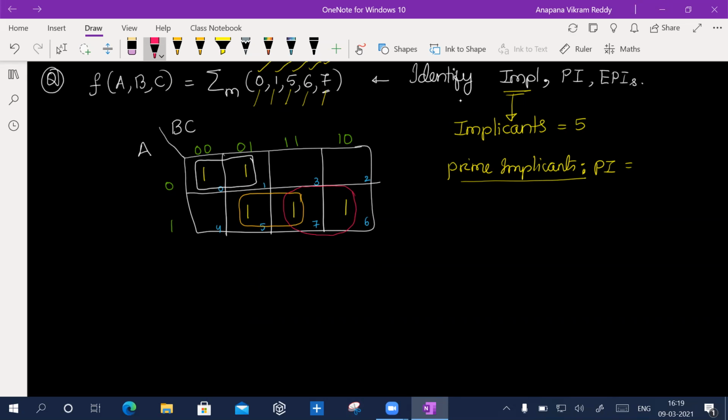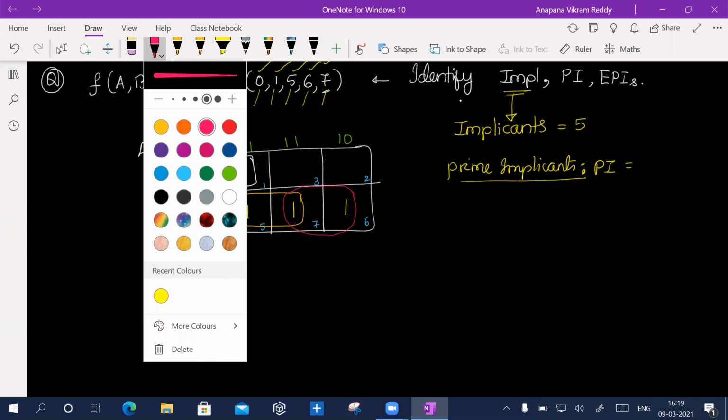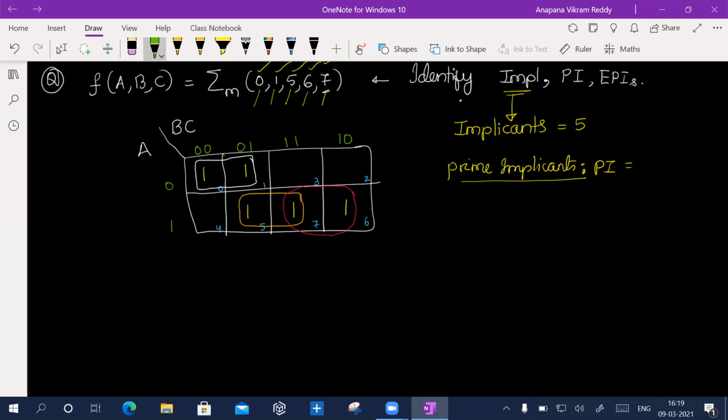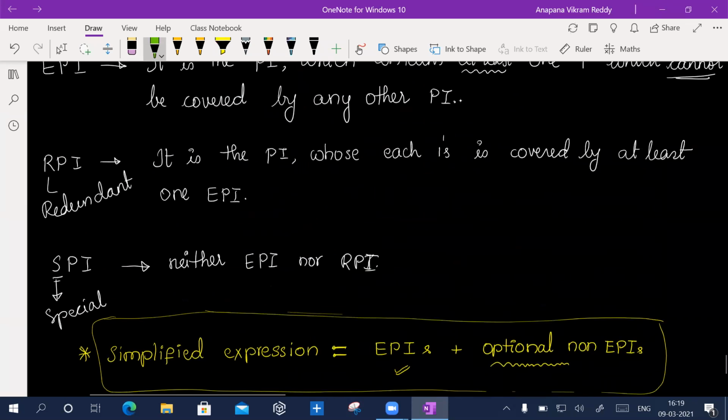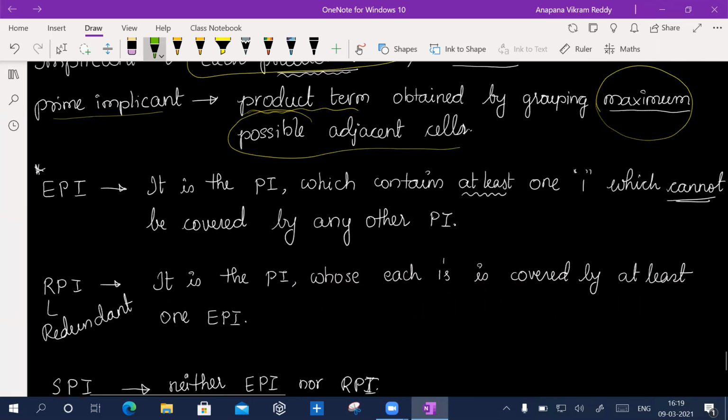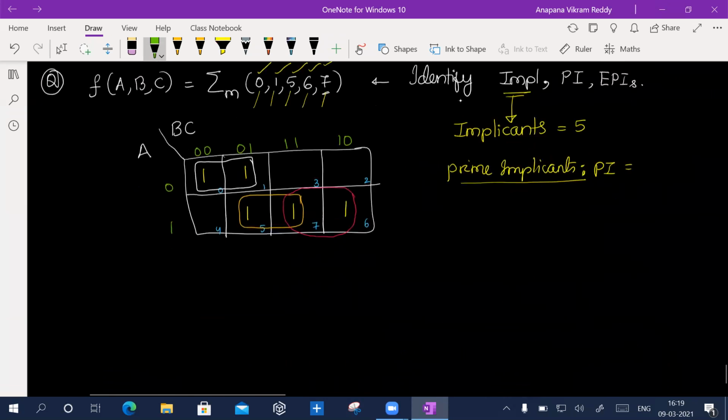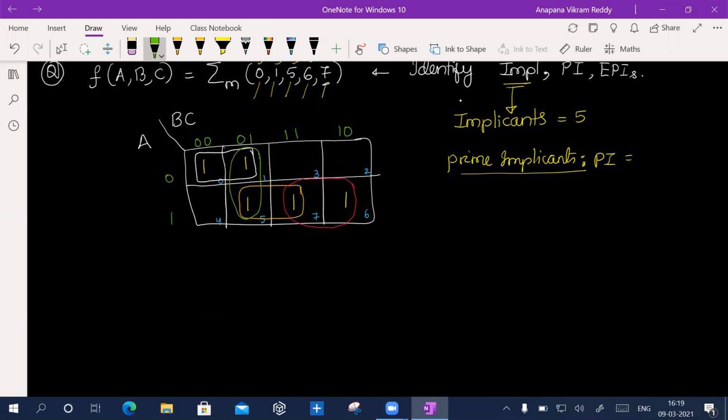Do I have any other possibility? Yes, sir. Which cells? 1 and 5. I can also group 1 and 5. That becomes, of course, redundant. But still, because it says you take the maximum possible grouping of maximum possible adjacent cells, this is also possible. Though cells number 1 and 5 are redundant, that grouping is also possible.